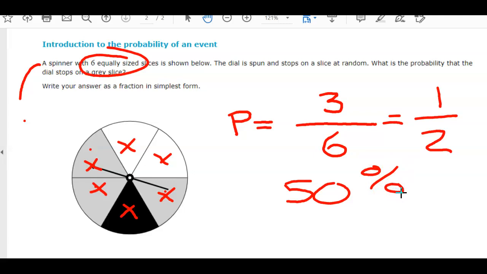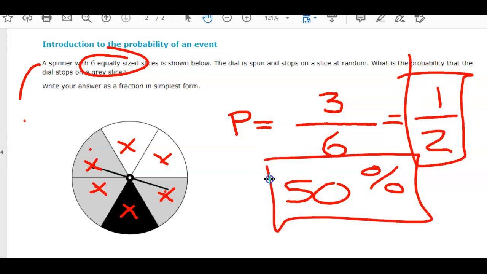I'm not too sure what ALEKS wants. It might ask for a half, it might ask for a percent. I don't think it's going to be a decimal. Okay, moving on down to the next one.